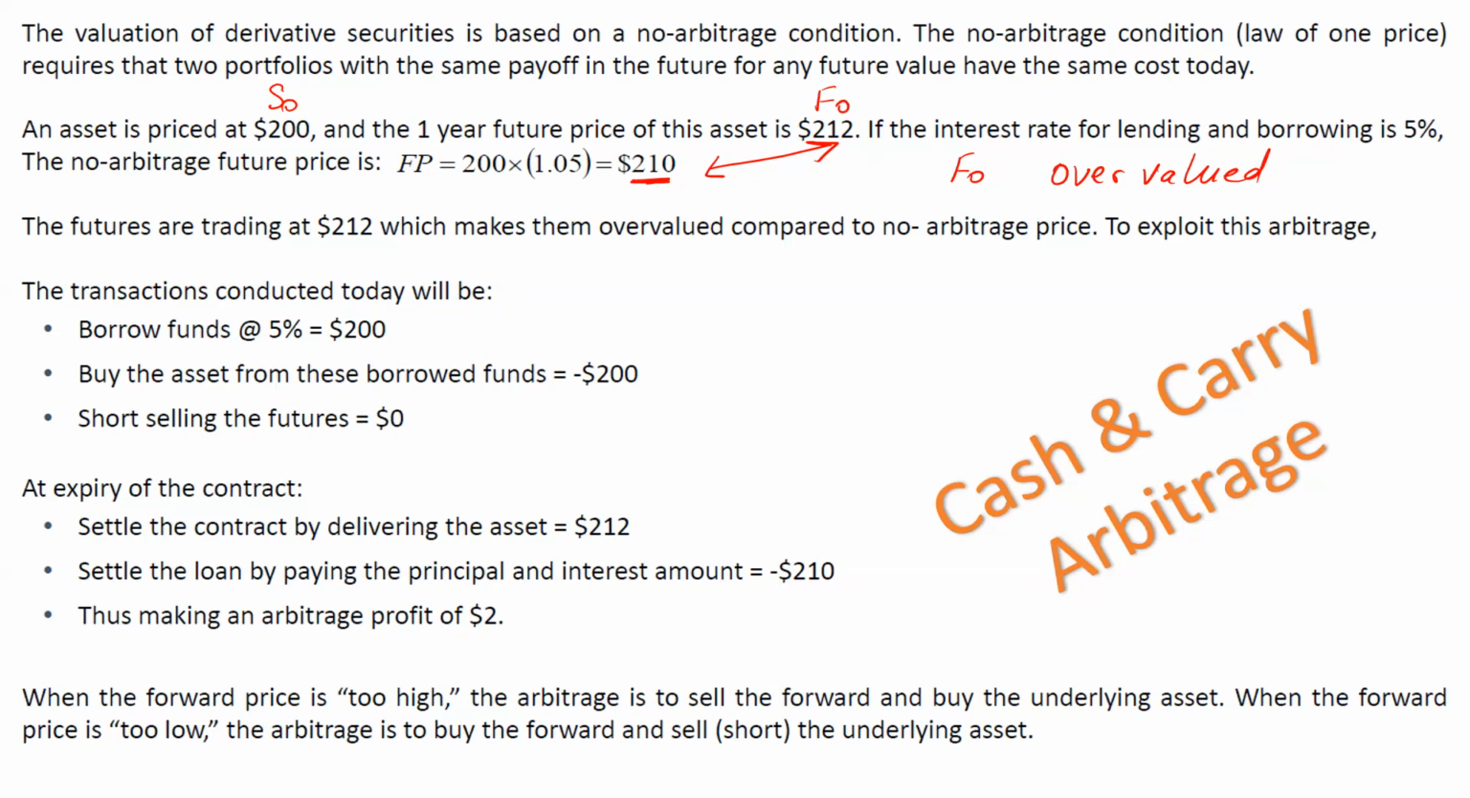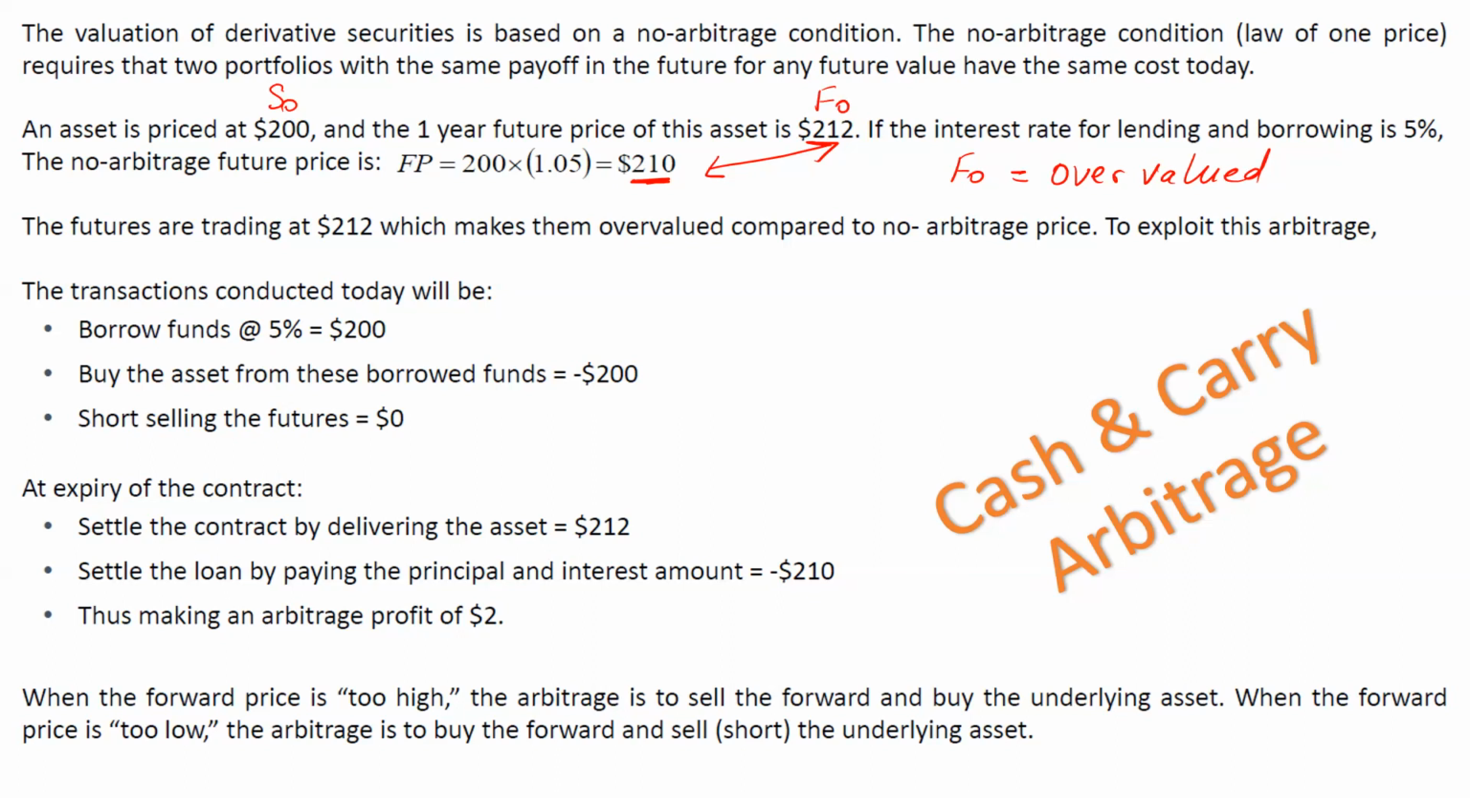So there is a price difference. There is an arbitrage opportunity. The price should be 210, but actually it is 212. So F0, or the futures contract, is overvalued. The futures are trading at $212, which makes them overvalued compared to the no arbitrage price. So there is an arbitrage opportunity. How should you exploit this arbitrage opportunity and make profits?